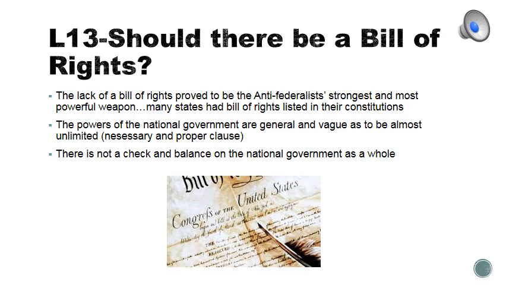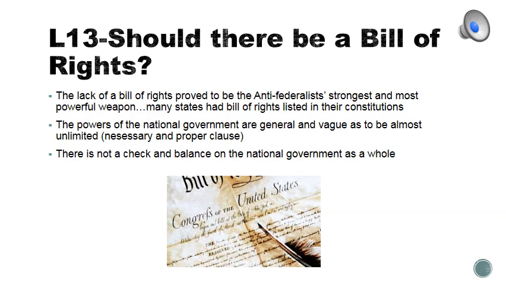All right, so should there be a Bill of Rights? The lack of a Bill of Rights proved to be the Anti-Federalists' strongest and most powerful weapon. Many states did have those rights listed in their constitutions. The powers of the national government are so general and vague as to be almost unlimited. And again, it's going to go back to that necessary and proper clause, that elastic clause part of the Constitution.